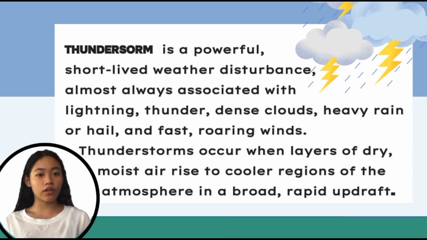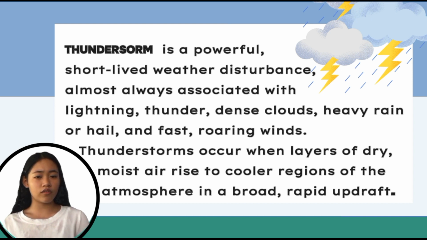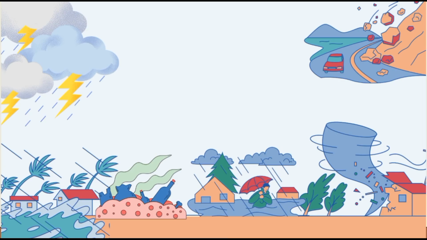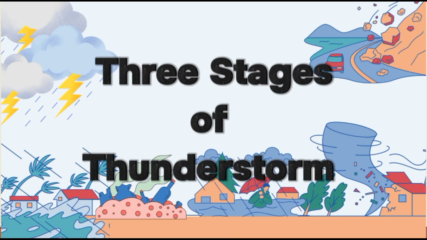Thunderstorm is a powerful, short-lived weather disturbance almost always associated with lightning, thunder, dense clouds, heavy rain or hail, and fast roaring winds. It occurs when layers of dry, moist air rise to cooler regions of the atmosphere in a broad, rapid updraft. On occasion, severe thunderstorms are accompanied by swirling vortices of air that become concentrated and powerful enough to form tornadoes. There are three stages of thunderstorm.